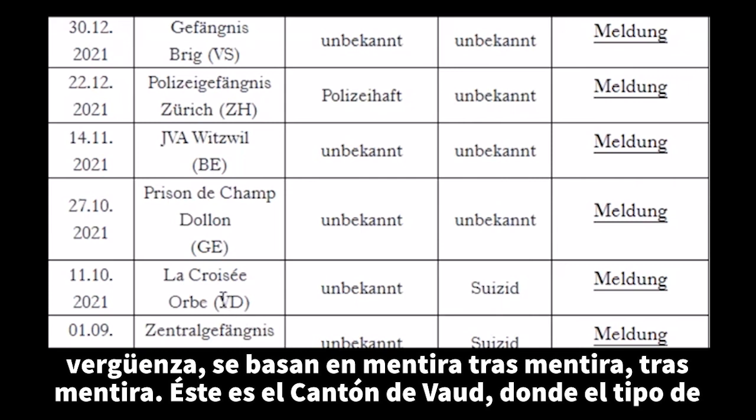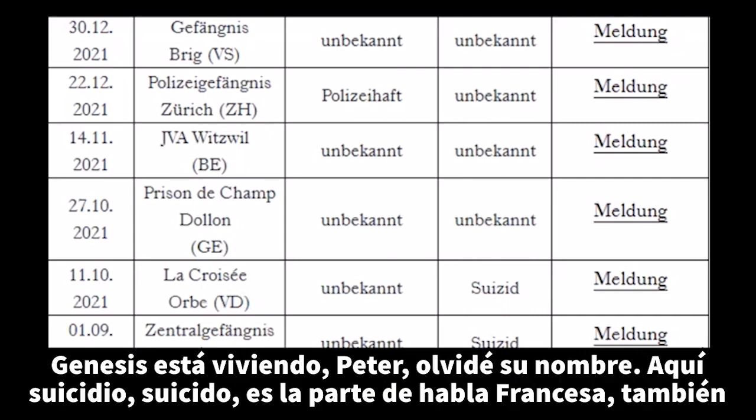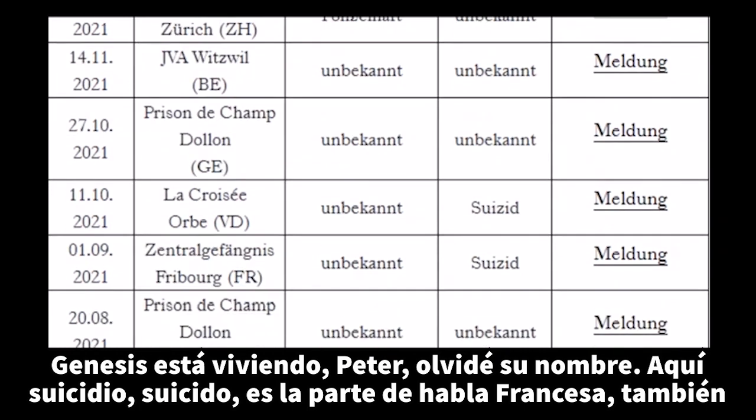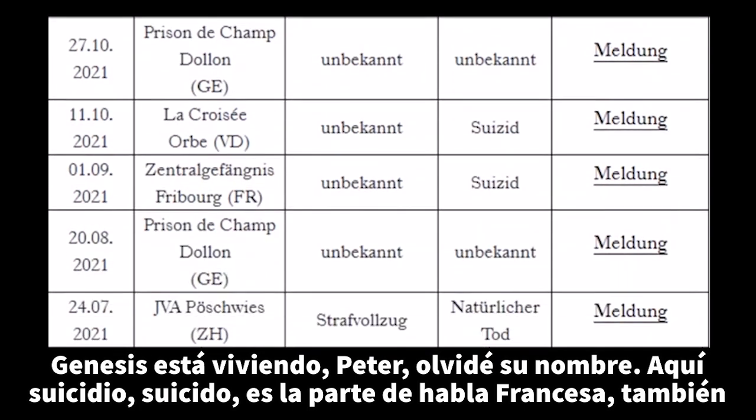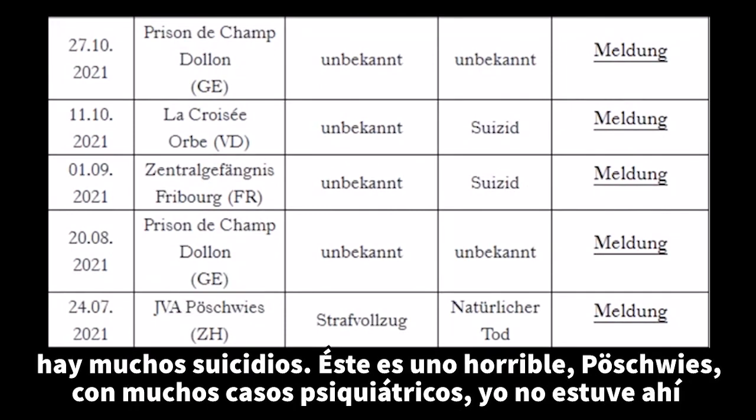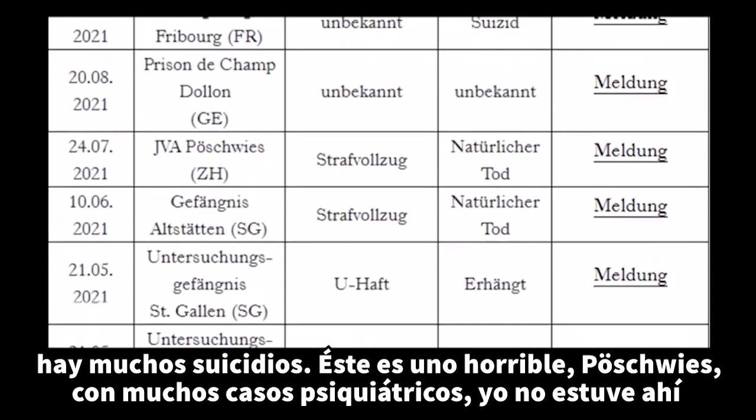This is the canton of Vaud, where the guy from Genesis is living. Peter, no, what's his name? Oh, I forgot his name. So here, suicide, suicide. This is the French-speaking part. Also a lot of suicide. This is a very horrible one, Pushvis. A lot of psychiatric cases. I wasn't there, thank God.